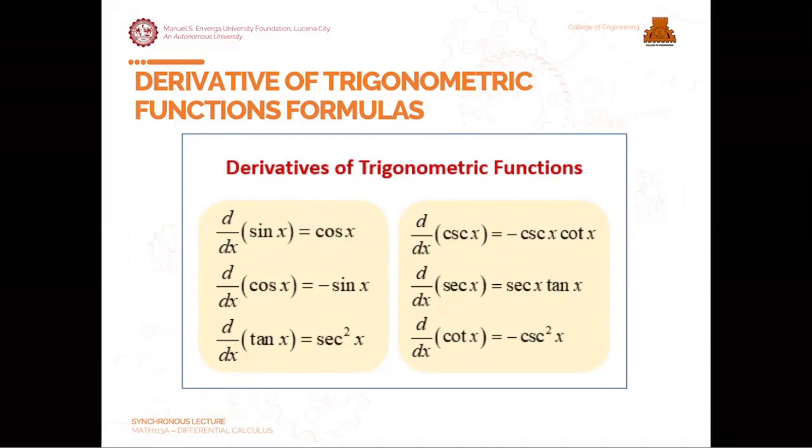Okay? So, we have six formulas for derivative ng trigonometric function. So, yung first one is derivative daw ng sine is cosine. Okay? Derivative of cosine is negative sine. Derivative of tangent is secant squared x. Derivative of cosecant x is negative cosecant x cotangent x. Derivative of secant x is secant x tangent x. And last, derivative of cotangent is negative cosecant squared x.